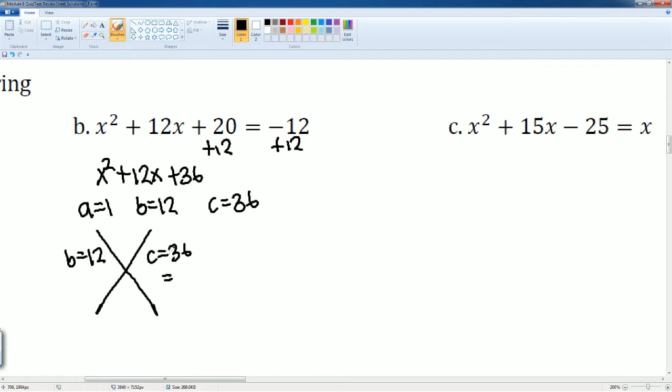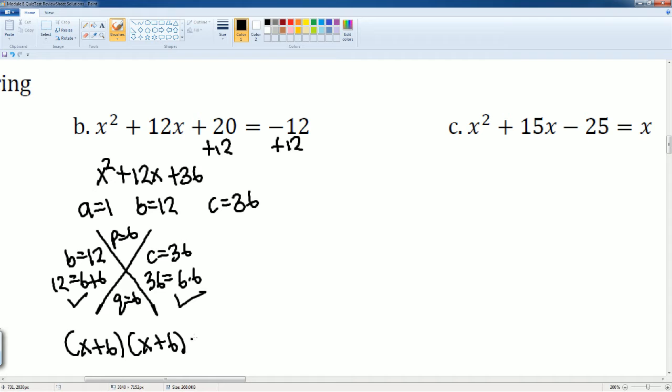Two numbers that multiply to make 36 and add to 12. So 6 times 6 gets you 36, so that works. 6 plus 6 gets you 12, so that works. Our two factors, P equals 6, Q equals 6. So x plus 6 and x plus 6 are your factors.